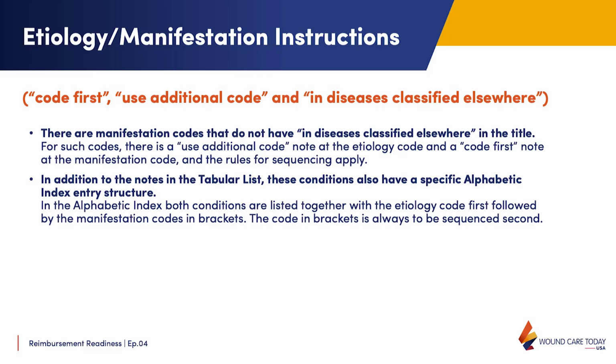And for such codes, there is a use additional code note at the etiology code and a first code note at the manifestation code. And the rules for sequencing do apply there. In addition to the notes in the tabular list, these conditions also have specific alphabetic index entry structure. And we showed you an example of that for diabetes. And the instructions will tell you that both the underlying cause and the manifestation code will be next to it in brackets. So the code that's in the brackets will always be sequenced second.